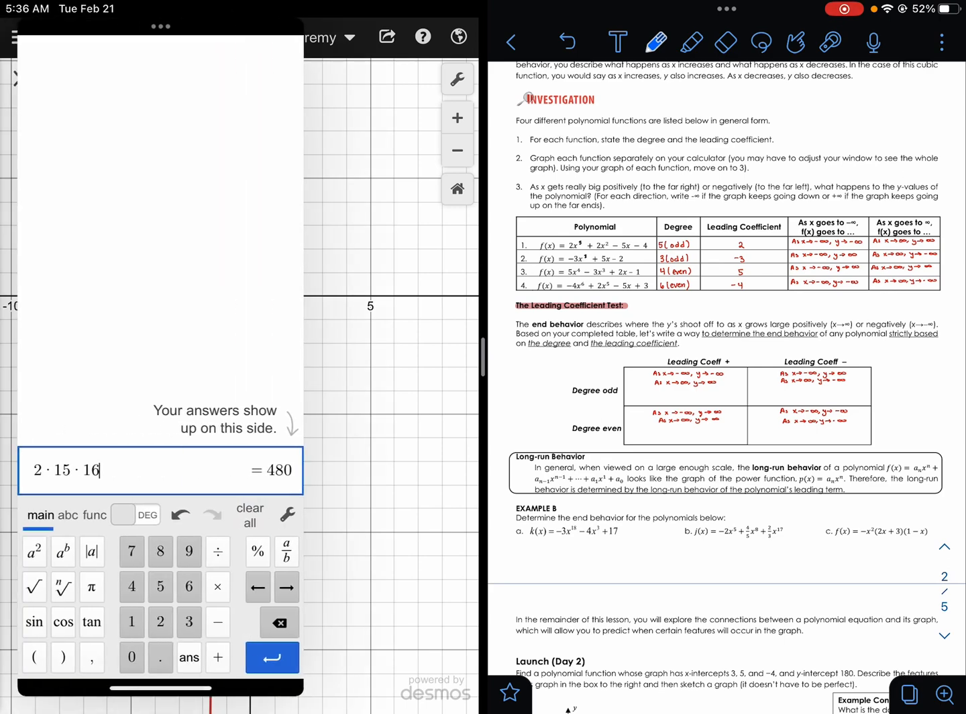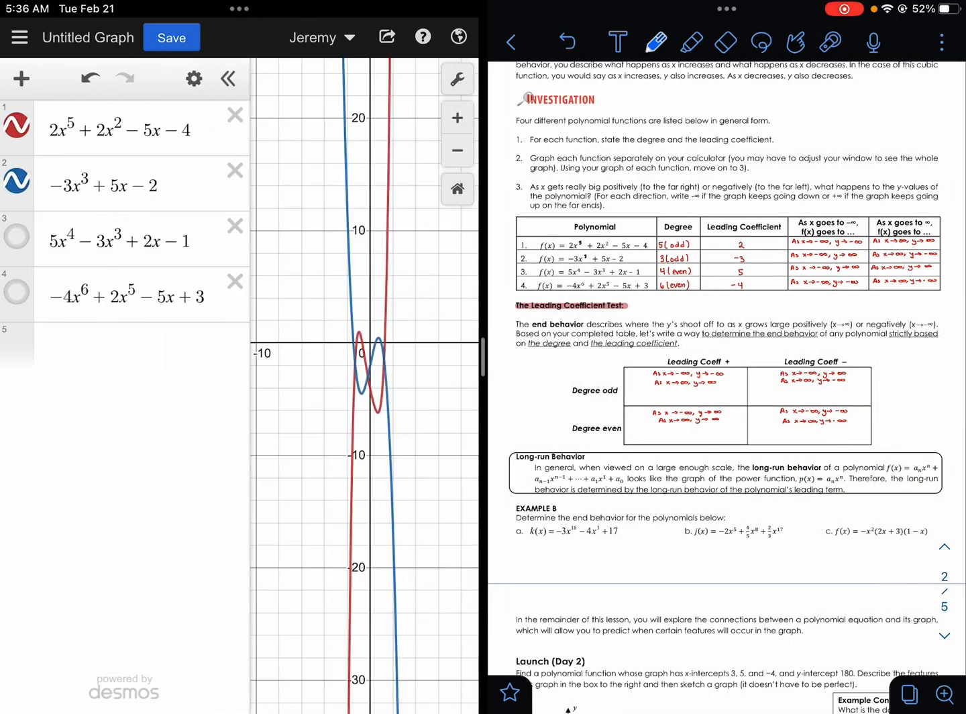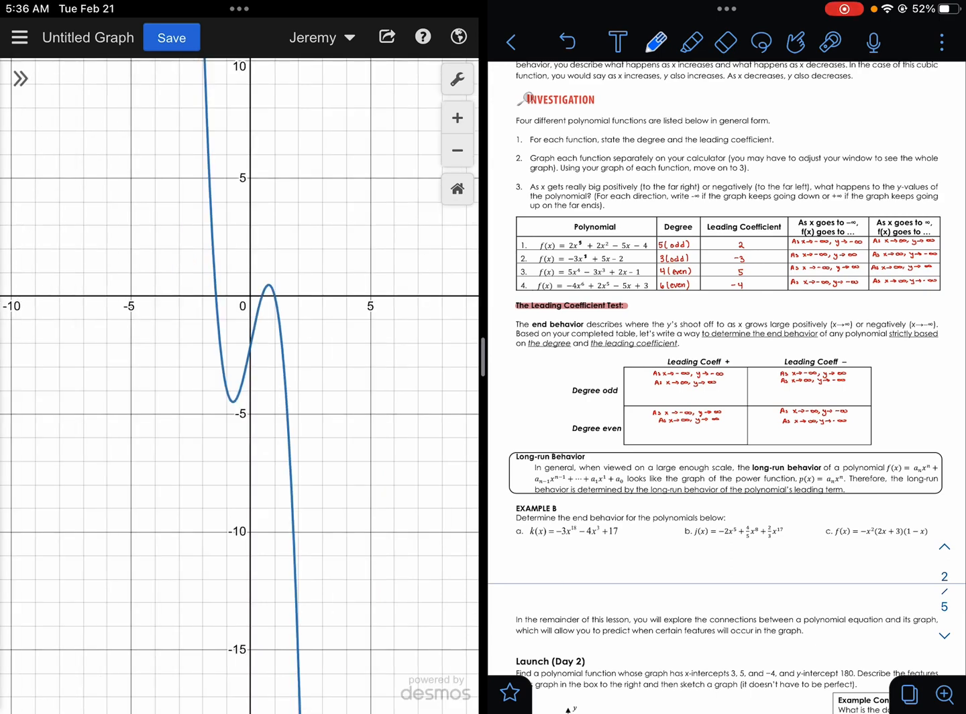And then if we look at the next function here, you have negative 3x to the third power plus 5x minus 2. It is a third degree function, so that degree is an odd number. Your leading coefficient is negative 3, and as x approaches negative infinity, y approaches positive infinity, and as x approaches positive infinity, y approaches negative infinity. So as your x values are getting smaller, your y values are going up, and as your x values are getting bigger, your y values are going down.